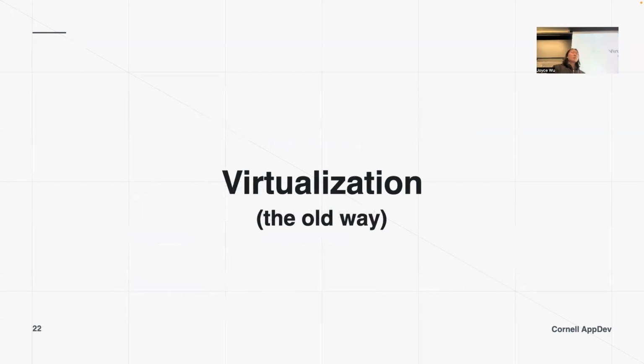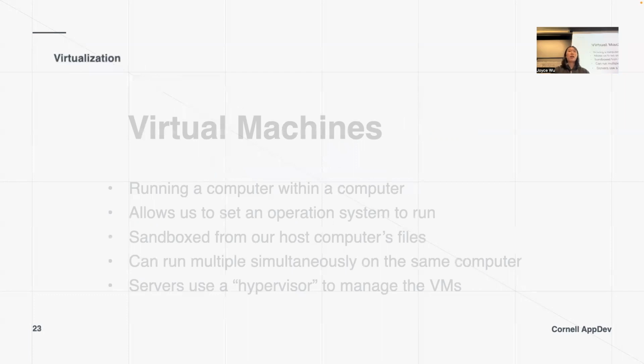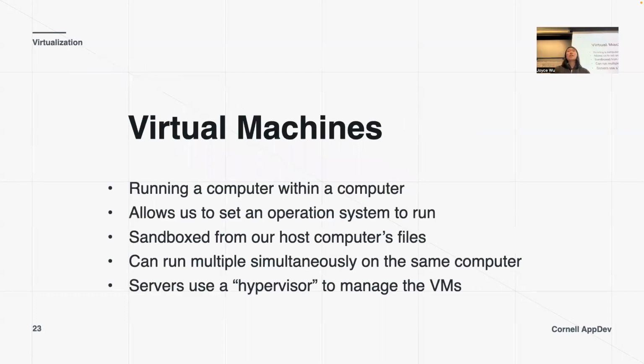The old way we would do it is through virtualization. So essentially, we're going to be running virtual machines. Has anybody used a virtual machine before, possibly? Okay, yeah. Virtual machines are essentially just running a computer on another computer. A very popular example is if you use a MacBook, there's Boot Camp for you to run a Windows machine on your computer.